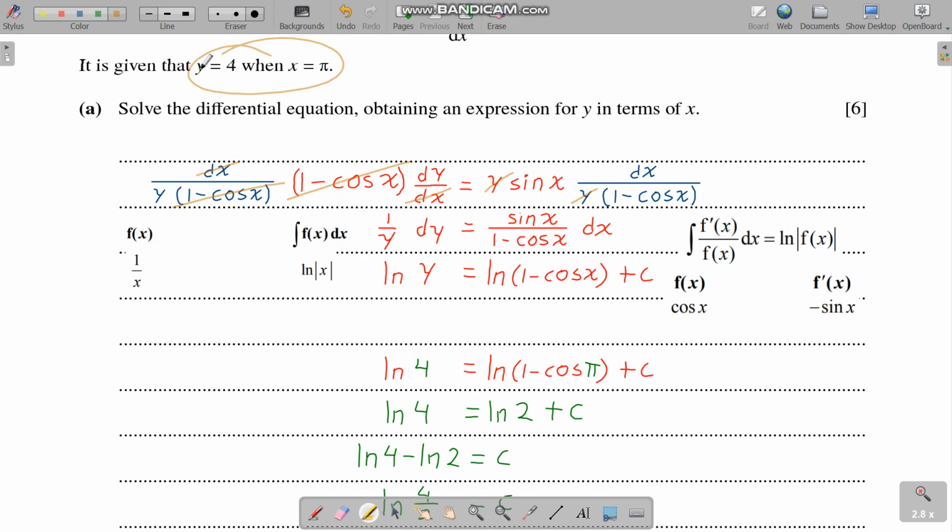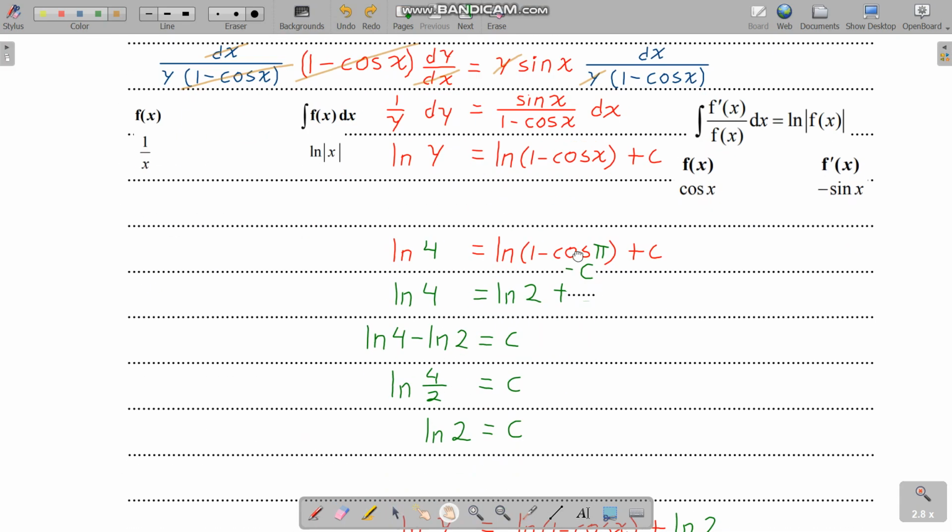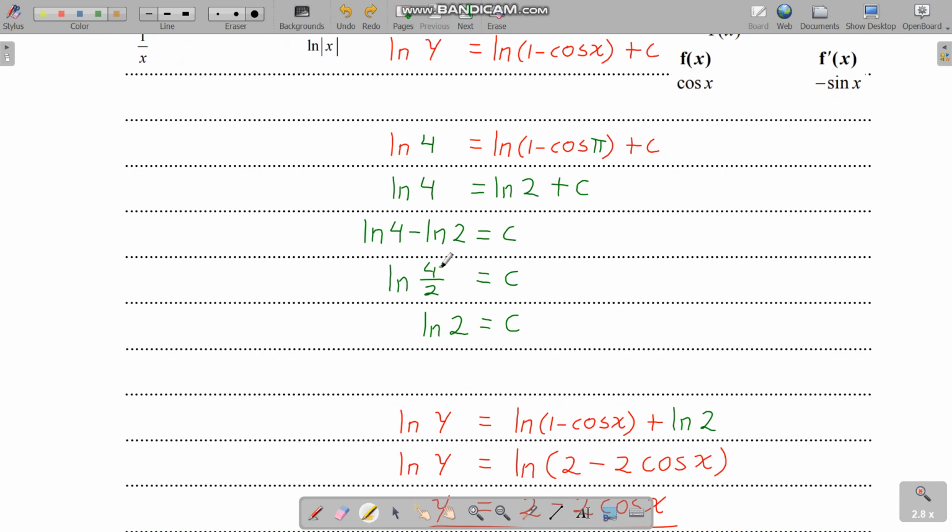y equals 4 when x equals pi, so replace the y with 4 and x with pi, and use a calculator. For 1 minus cos pi, that's going to be 2. Don't use the calculator with the ln, because you will get a decimal, not an exact value. So we get ln 4 minus ln 2 on the left, and ln 4 minus ln 2 is ln 4 over 2, which is ln 2. So in simplest form, c is ln 2.